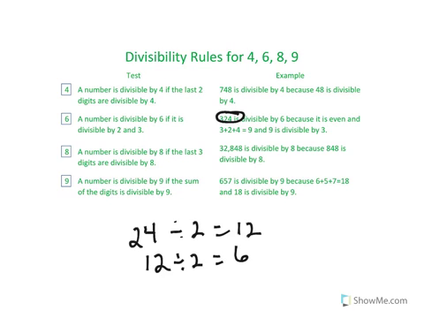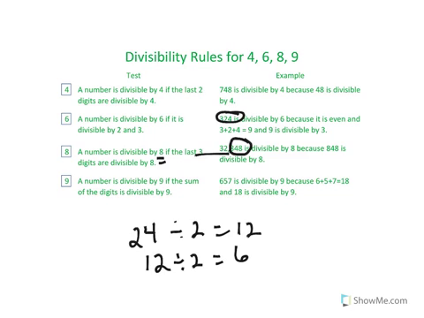The number's divisible by 8 if the last 3 digits are. So again, it doesn't matter how many digits you have over here to the left. All we care about is the last 3 digits for an 8. And 8 goes into 848, so it will go into 32,848.